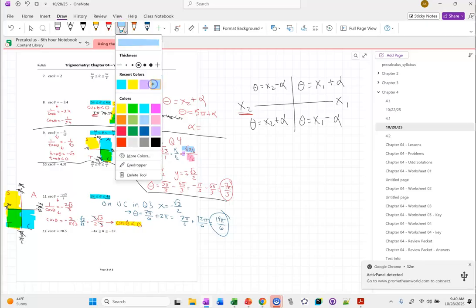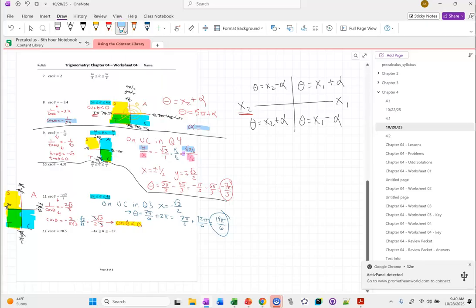We're just going to be using this equation. So alpha is going to be cosine inverse absolute value of -1 over 3.4.